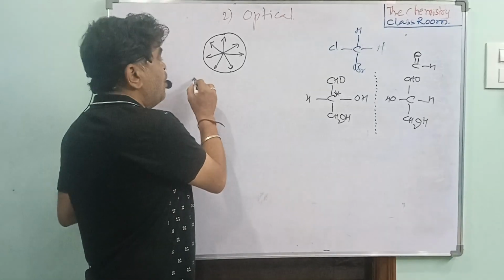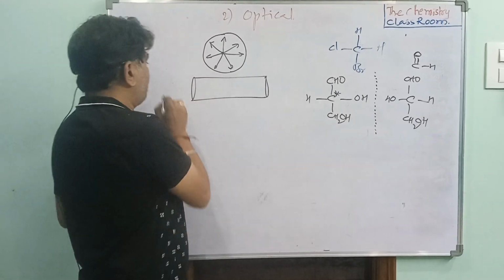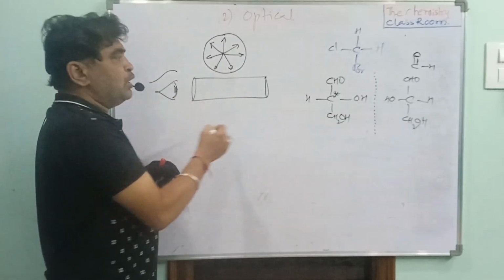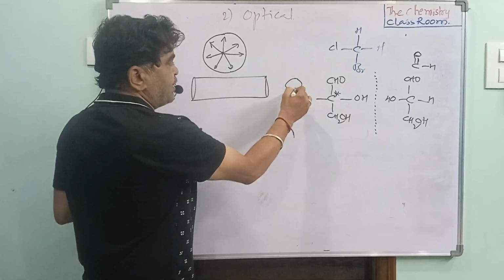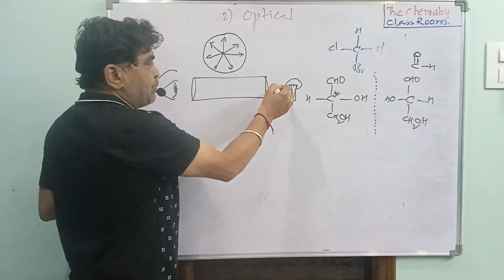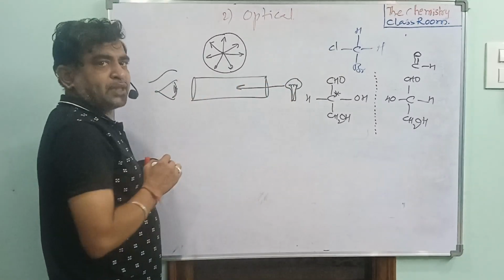For example, I am taking one glass tube here, and from here I am observing this glass tube. From here the sunlight or the source of light is generating light, and this light passes through the tube, and I observe from here.